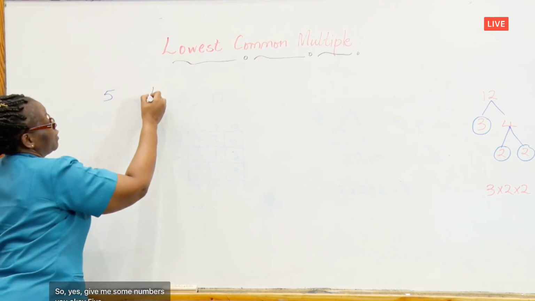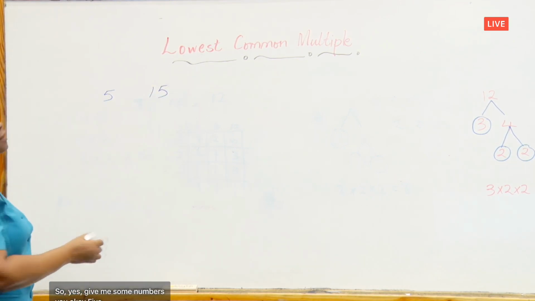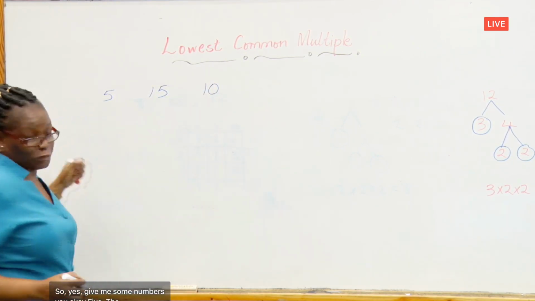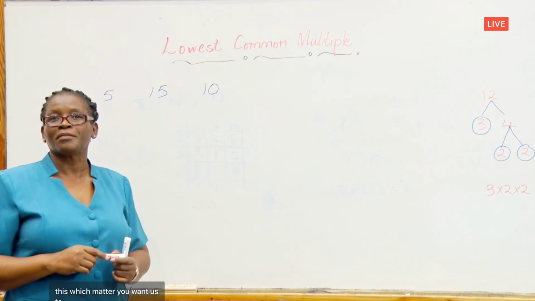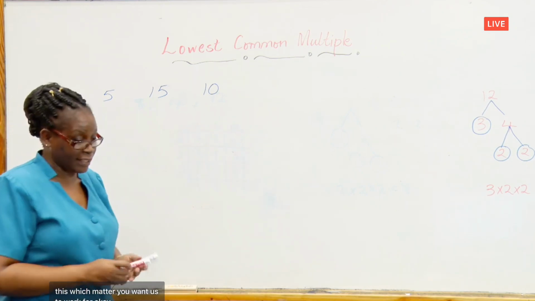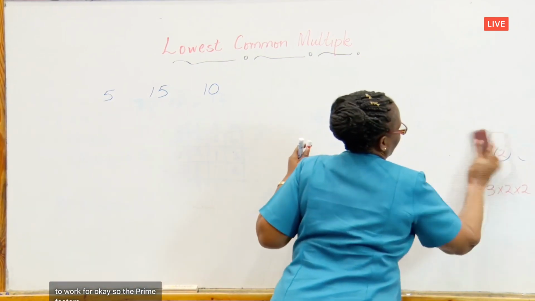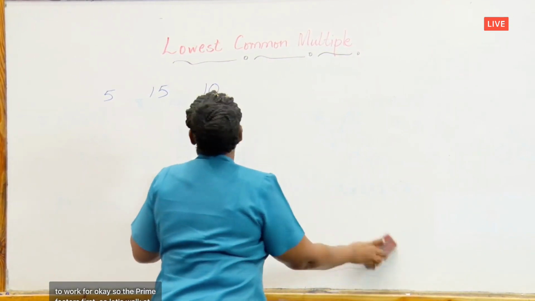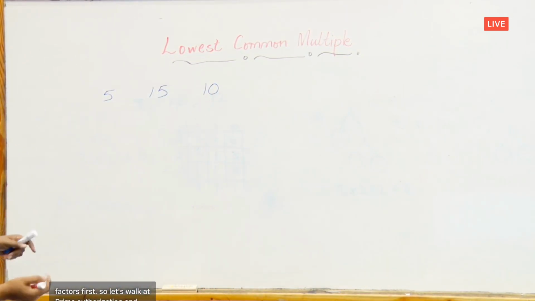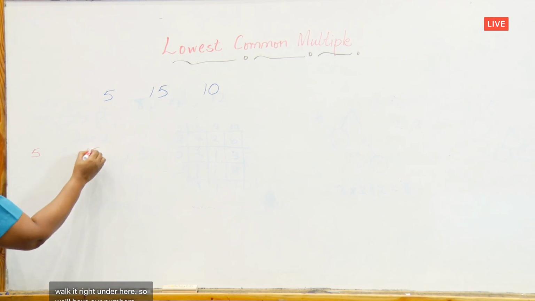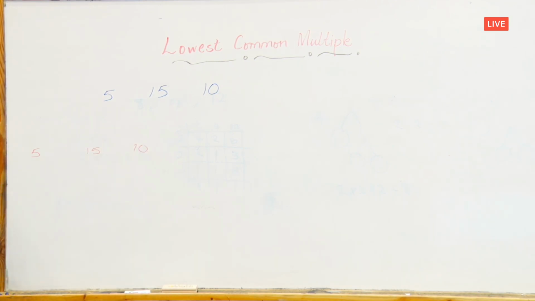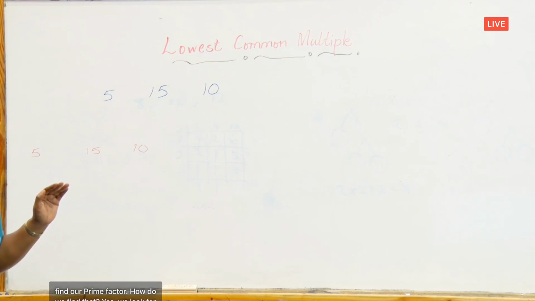So yes, give me some numbers you want. Okay? 5, 15, 10. Let's see if you can work this. Which method you want us to work first? Okay, so the prime factorization first. So let's work it prime factorization. And let me work it right under here. So we'll have our numbers 5, 15, 10. And we are going to find our prime factorization.